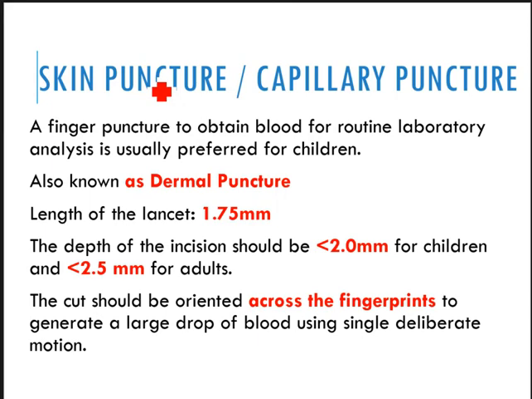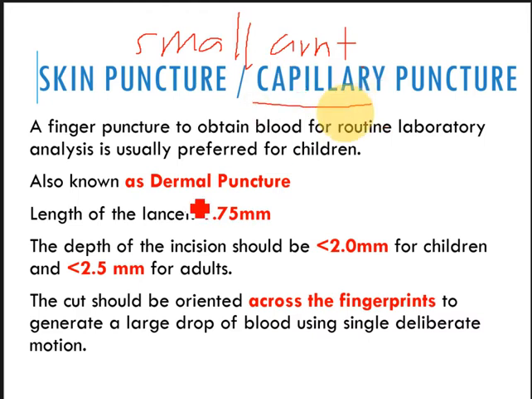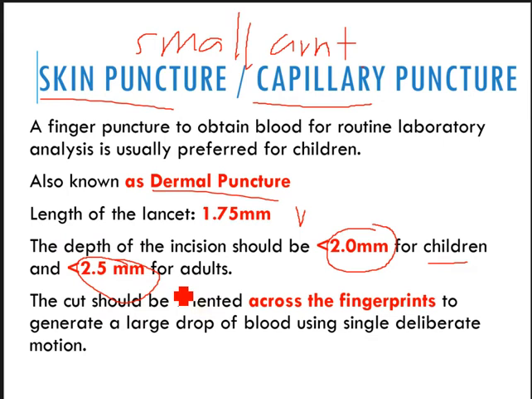Anyway, it is usually preferred for children to avoid tantrums, and then we only obtain a small amount, okay? Skin puncture, small amount of blood, okay? So it is known as your capillary or dermal puncture or skin puncture. It depends on you guys. And then the length of the lancet is 1.75 millimeters. Please take note of that one. Why 1.75, ma'am? Because it is to avoid penetrating, okay, the sharp side of the lancet. It is to avoid penetrating the bones, okay? And then the depth of the incision should be less than 2 millimeters for children and less than 2.5 for adults. Okay, 2.0 children, 2.5 for adults. Please take note.